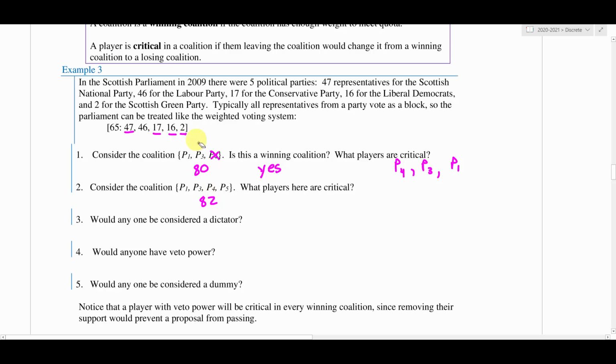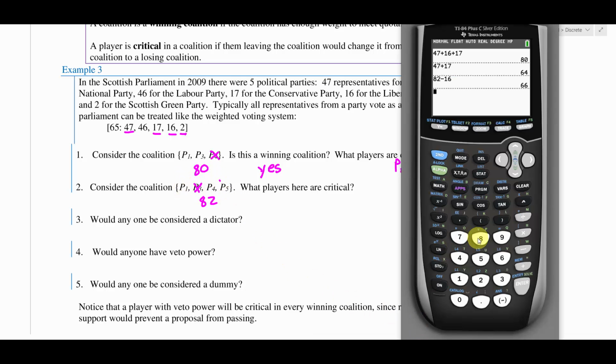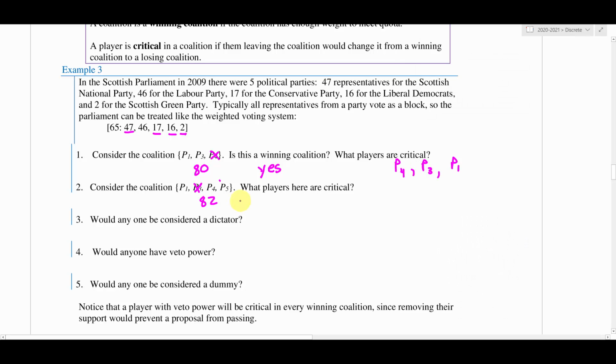All right, so let's see if player 3 is critical. Okay, so now player 3 gets upset. They say, I'm going to leave this coalition. The other 3 remain. So I'm going to go to my calculator, and this time I'm going to do 82 minus 17 votes, right? Because player 3 had 17 votes. So that still leaves us with 65 total votes, which is enough to pass a measure. So even player 3 is no longer critical.